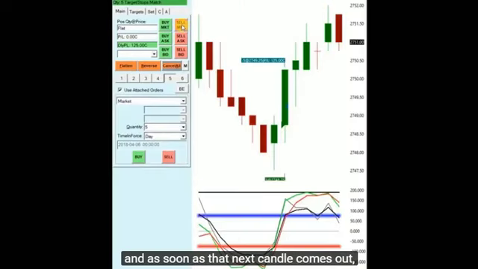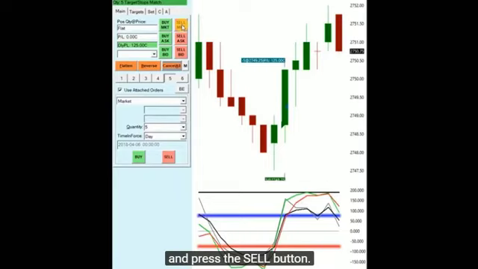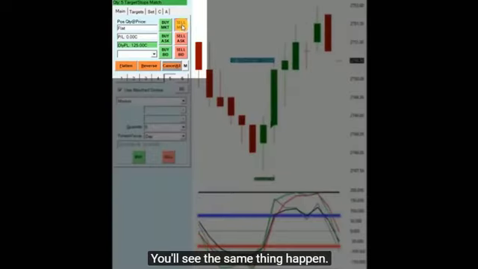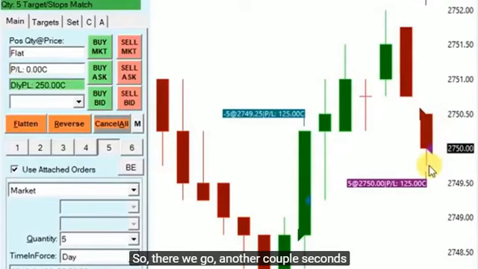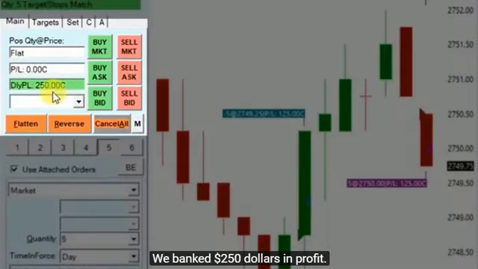And as soon as that next candle comes out, if that cross remains, we're going to go ahead and press the sell button. You'll see the same thing happen. There we go. So we've got our entry here and we've got our exit down here. Another couple seconds and we're out of that trade. We banked $250 in profit.